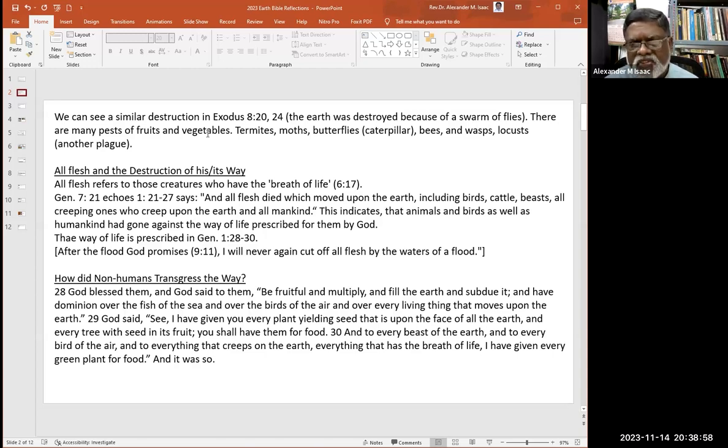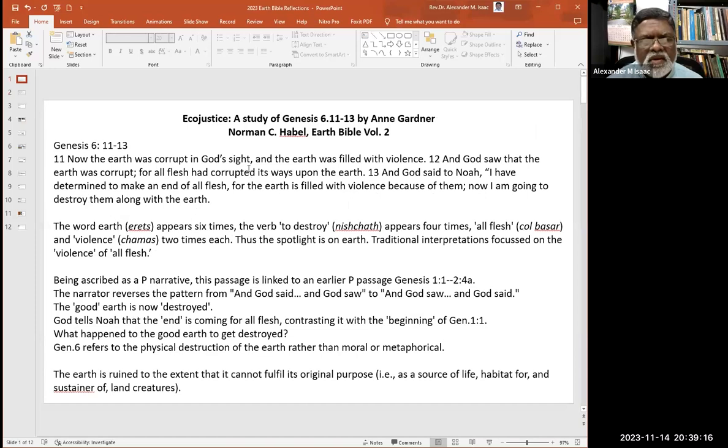This indicates that animals and birds, as well as humankind, had gone against the way of life prescribed for them by God. Therefore, this is the reason why floods occurred. Even though in the narrative, it shows that the earth was corrupt in God's sight and the earth was filled with violence, the real reason for the flood is mentioned here: all flesh had corrupted its ways upon the earth. Therefore, corrupting its own ways upon the earth as God prescribed them to be resulted in this flood.